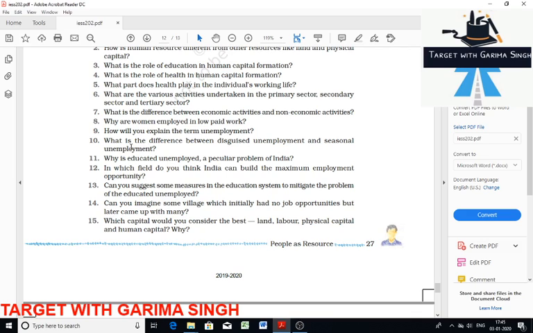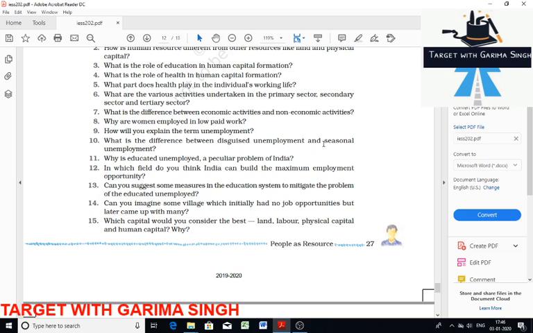Then, 10th question, what is the difference between disguised unemployment and seasonal unemployment? Firstly, I will discuss disguised unemployment. Disguised unemployment is when more persons are working in a job than actually required. This situation is termed as disguised unemployment. For example, if in an agriculture activity 8 people are engaged but this work activity actually requires the service of 5 people, then 3 persons are extra. If these 3 people out of 8 are withdrawn, total production will remain unaffected.